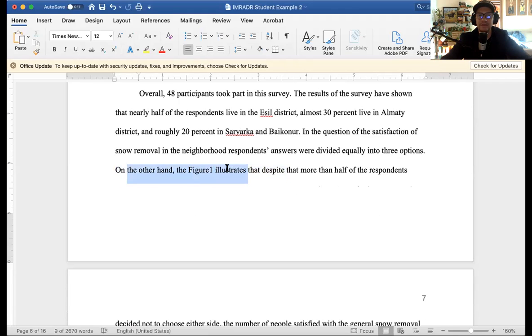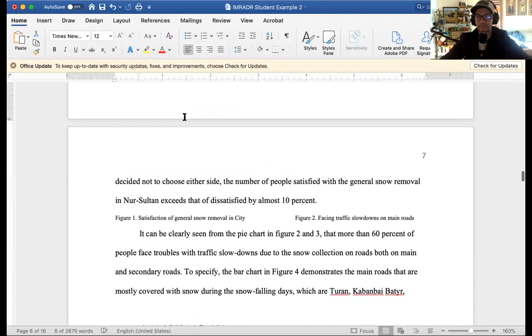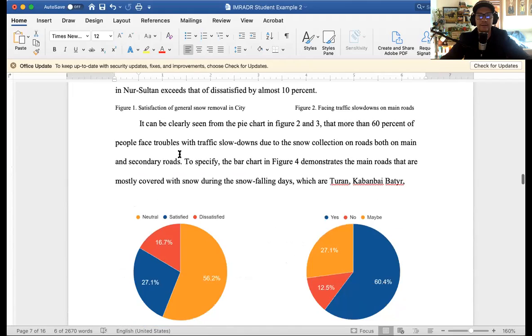And you don't want to say as seen below or as seen above, because when it's printed and possibly published, you don't know where exactly it will be on the page. They might have moved it around a little bit, and so you'll just reference it.